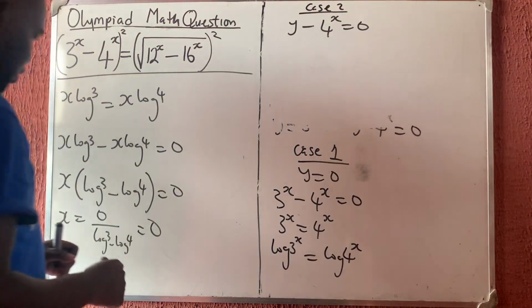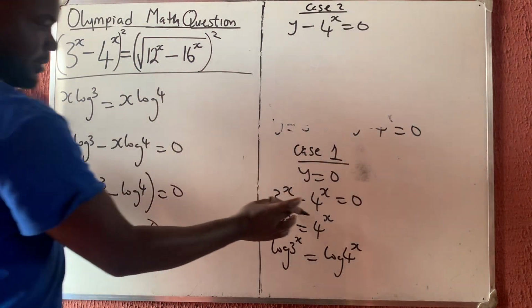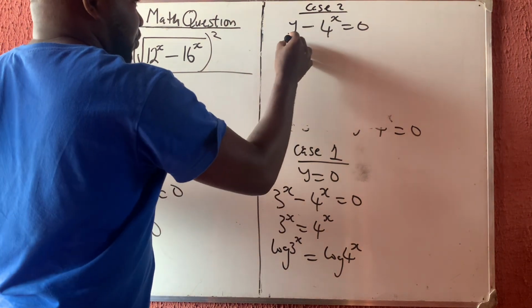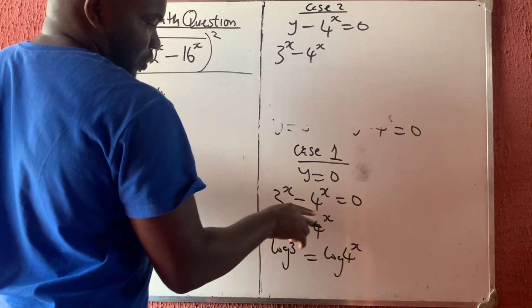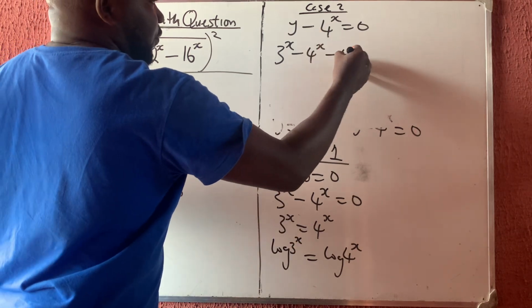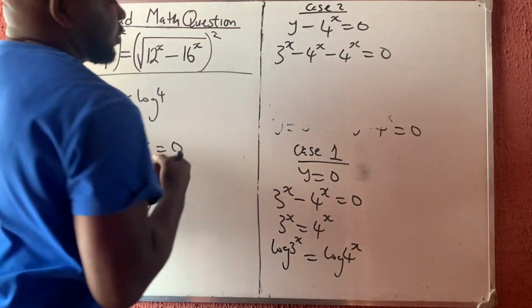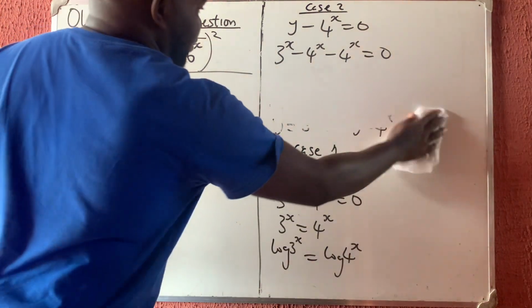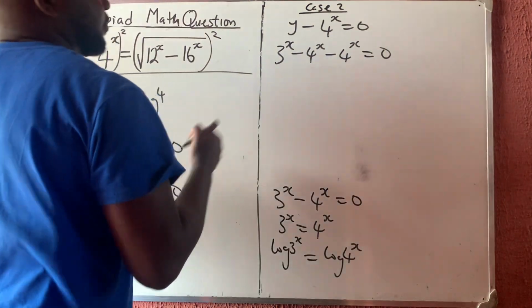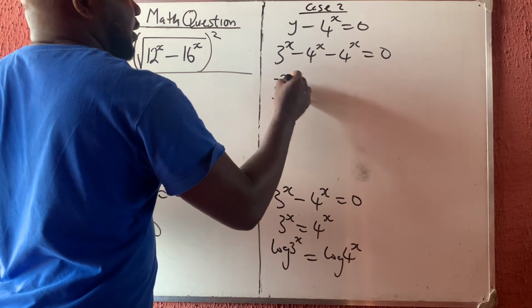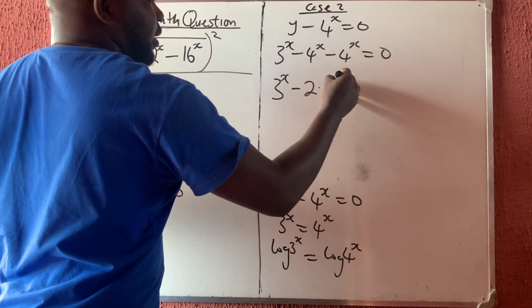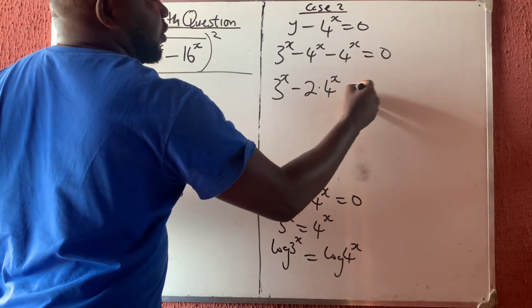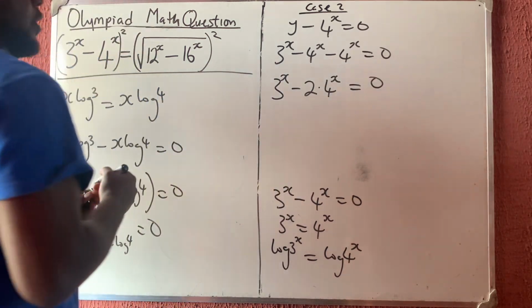So, don't forget what your y is. My y is 3 raised to power x minus 4 raised to power x. That is my y. Then you now attach the minus 4 raised to power x again, is equal to 0. So this is giving me 3 raised to power x minus 2 times 4 raised to power x is equal to 0.